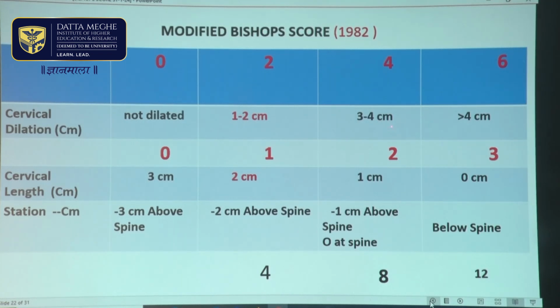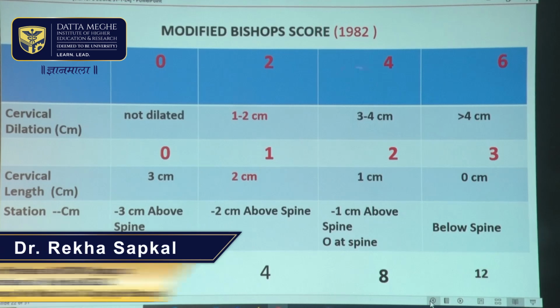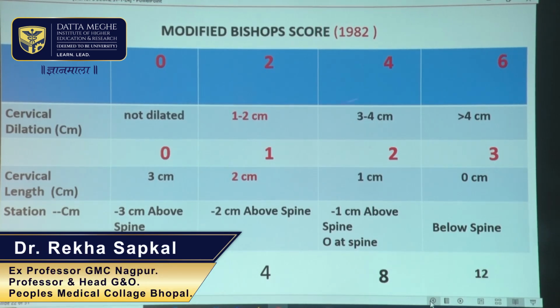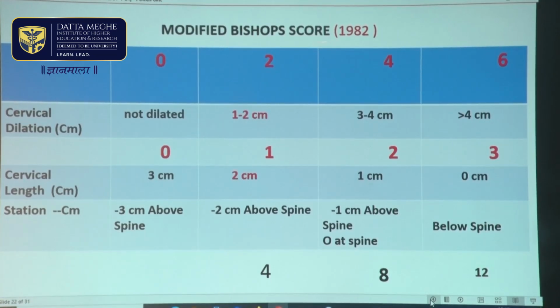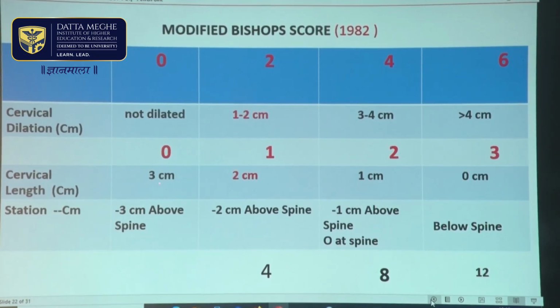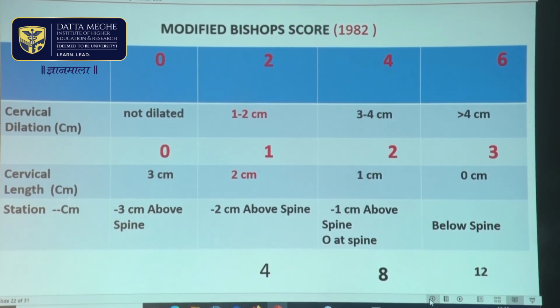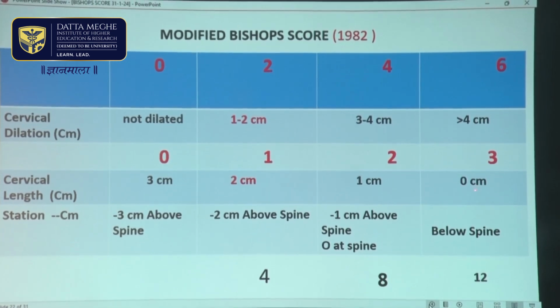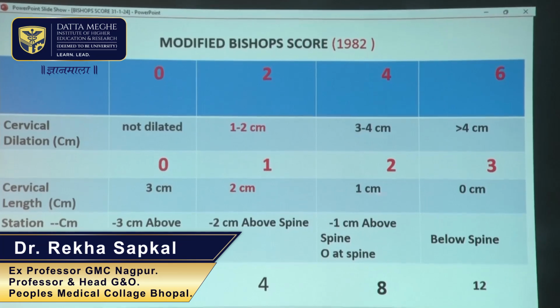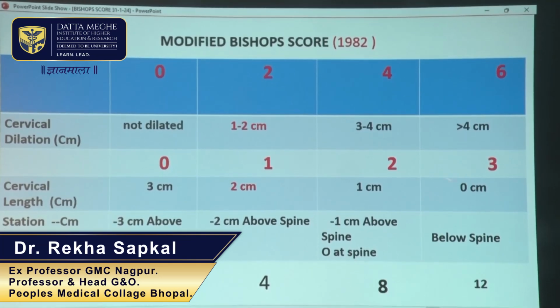Sometimes there is a little confusion between two interpreters about the effacement: 50% effaced, 60% effaced, more than 60%. So, directly we measure digitally the length of the cervix: 3 centimeter, 2 centimeter, 1 centimeter, 0 centimeter. The less the length, the better the status, meaning the length of the cervix reduces from the original 3 centimeter to 0 centimeter, that is a fully effaced cervix.